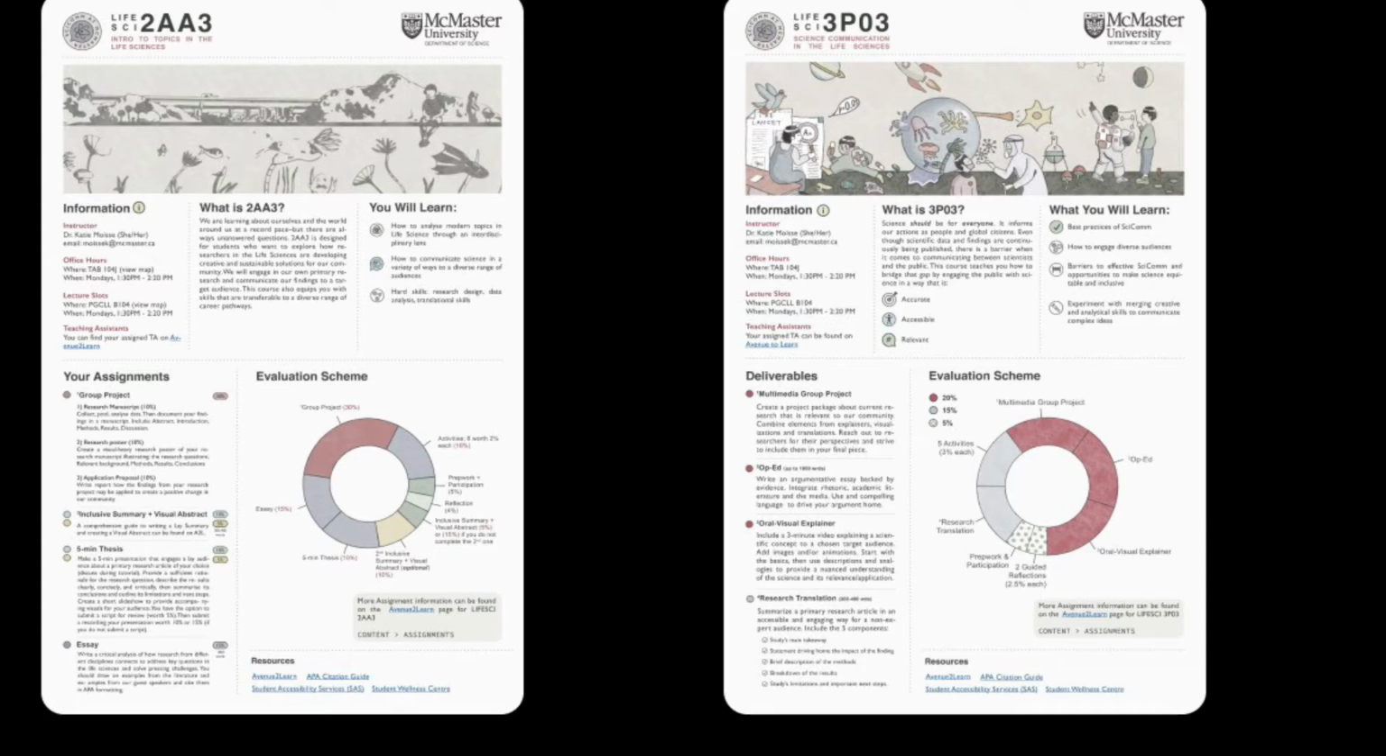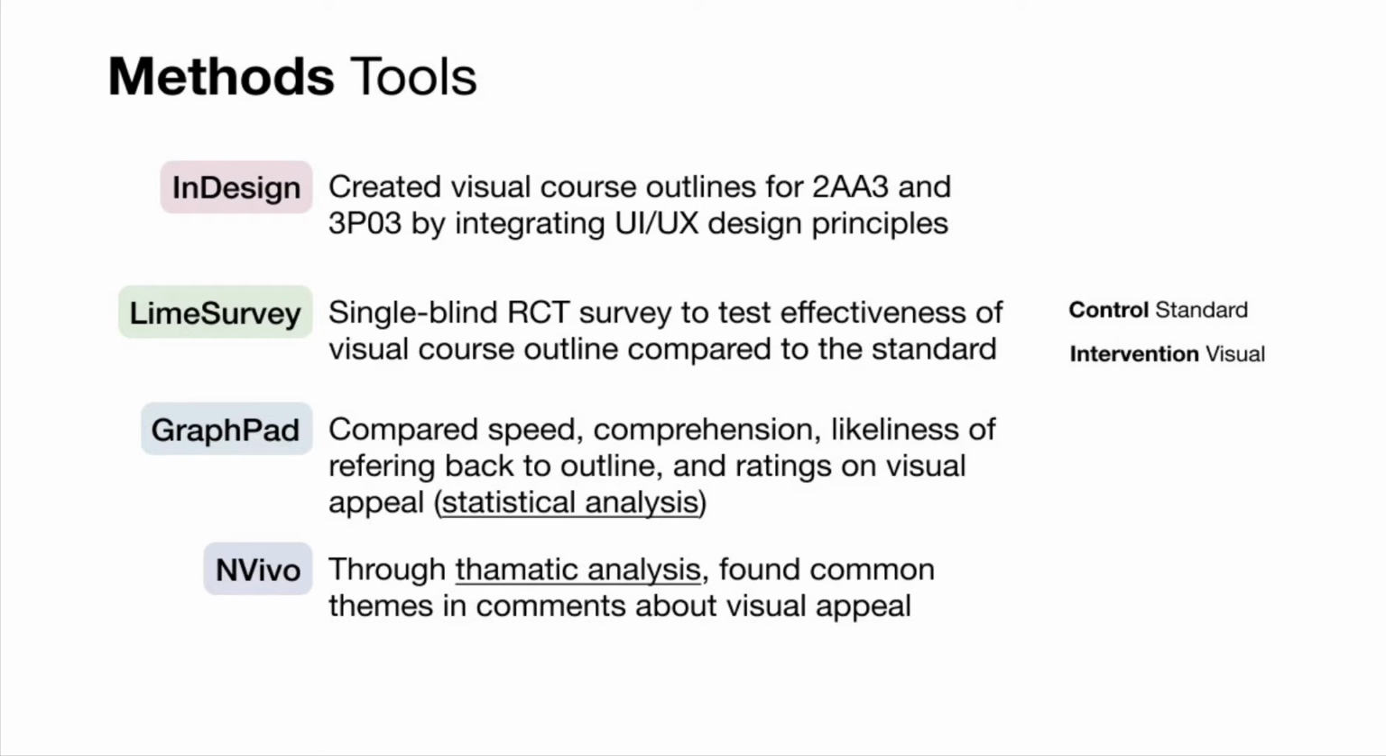And so I created two new visual outlines for LifeSci 2 AA3 and LifeSci 3 PO3. I was able to take all of the pertinent information from these 10-page course outlines full of text and turn them into a one-page infographic-like document. I added visual aids like icons, colors, illustrations, and donut charts to visualize things. But now we want to test whether they're effective. Do they work? So how do we test this?